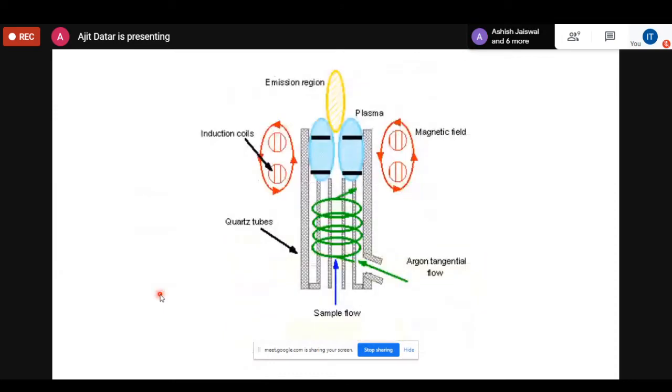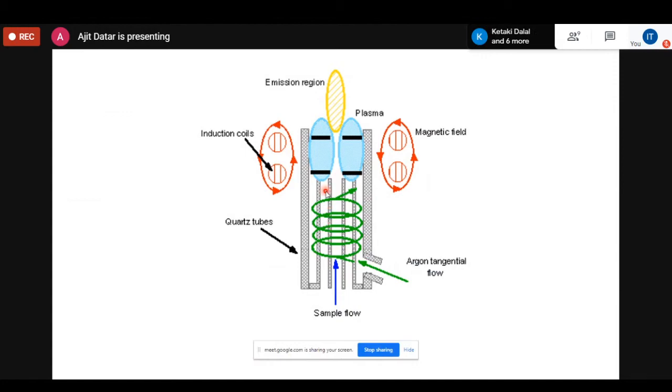This is how the plasma is produced. Here you have argon gas coming like this, and this is the induction coil to which RF voltage is applied, so a very high RF field is generated. This is a copper coil, and there are three quartz tubes, one inside the other. Through one, argon gas flows tangentially. Through the central one, your sample flows along with argon gas, brought in by a peristaltic pump, and it comes into the plasma, which is here.